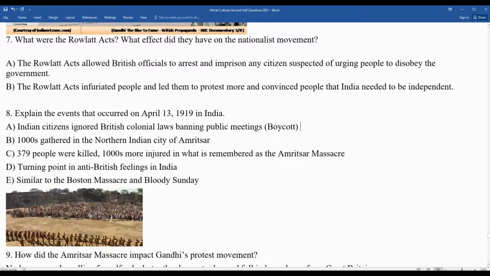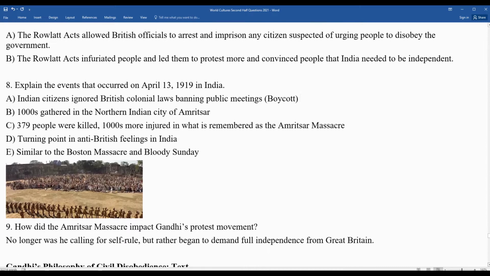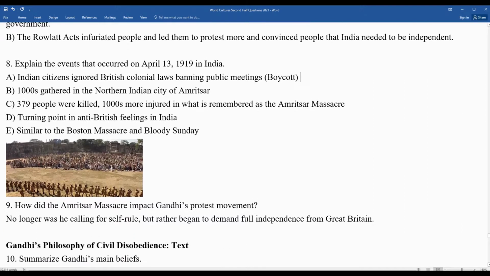9, how did the Amritsar massacre impact Gandhi's protest movement? No longer was he calling for self-rule, but began to demand full independence from Great Britain. So initially, prior to the Rowlatt Acts, they were hoping, given their service during World War I, for a fairer system with the British in control. Now they're hoping for independence. It kind of shifted.